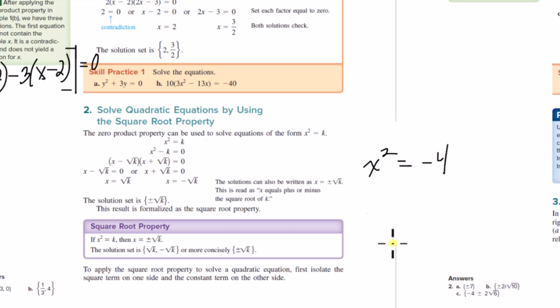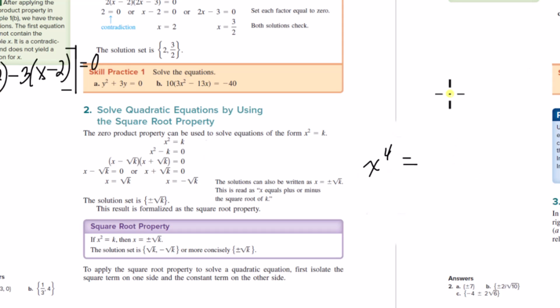Now also note that if we have an equation like x squared is equal to minus 4, we actually can solve this. We can use the square root property, because if we have a principal square root of a negative number, we can actually solve that, only with the principal square roots. This would be plus or minus 2i.